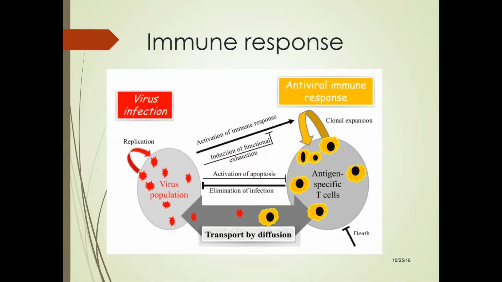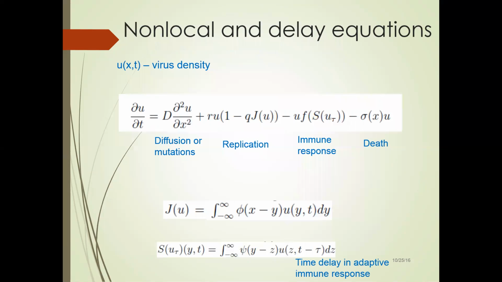Furthermore, we need to take into account spatial distribution of viruses and immune cells, the presence of different organs, and virus mutations. We will consider in this presentation a simplified model for the virus density distribution u(x,t) as a function of the space variable x and of time t.